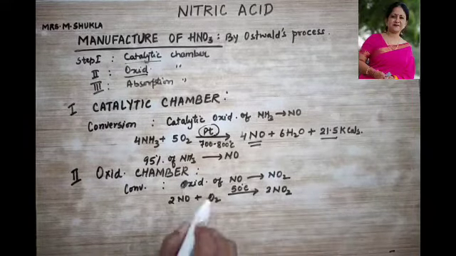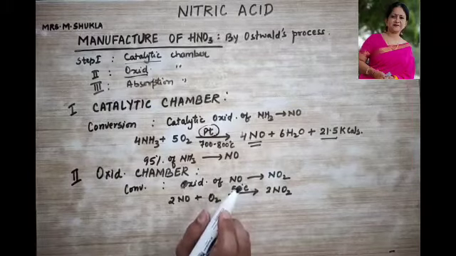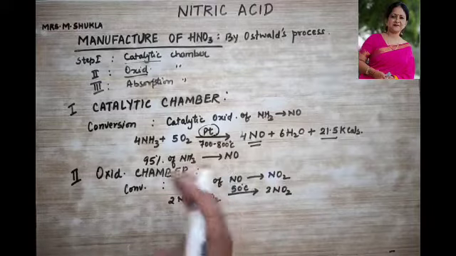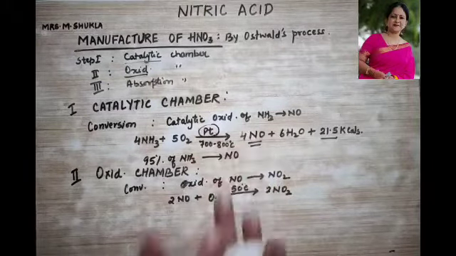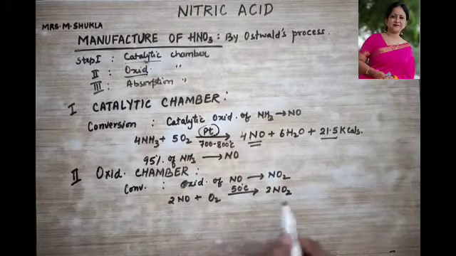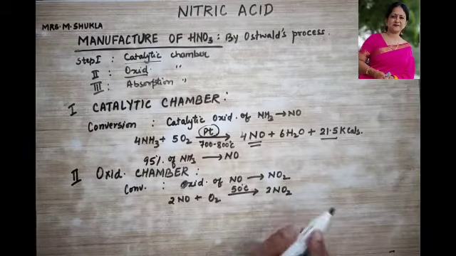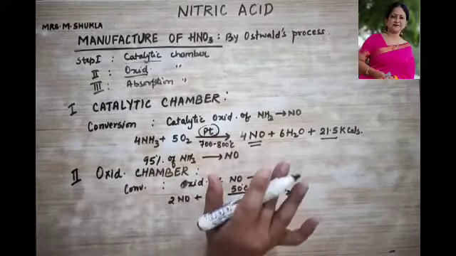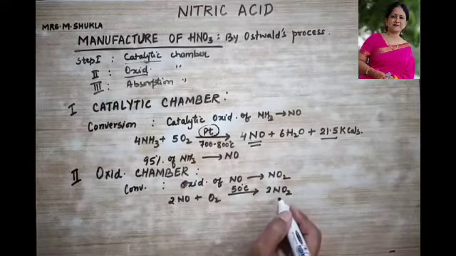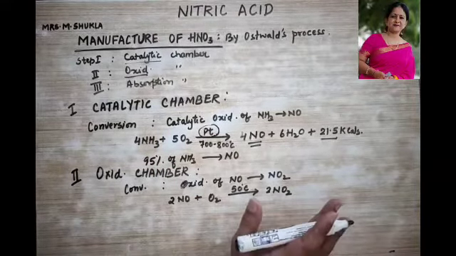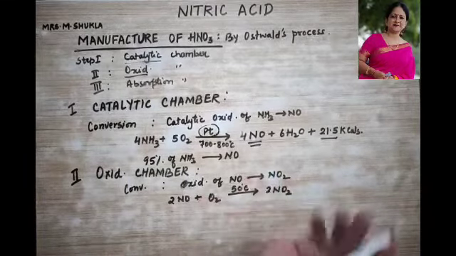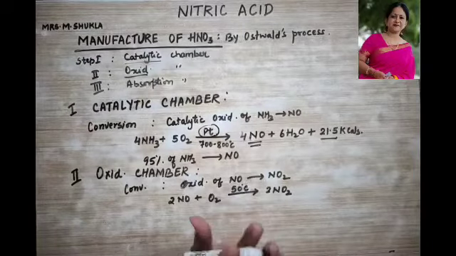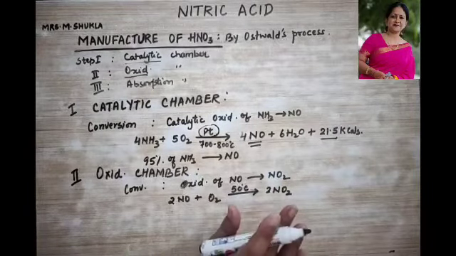So here low temperature is required. Why is low temperature required? Because this low temperature facilitates easy oxidation of nitric oxide to nitrogen dioxide, and it also minimizes the chances of any decomposition of nitrogen dioxide further, which might take place at higher temperature. Clear? Therefore, this low temperature is a must. This is to be used over here.